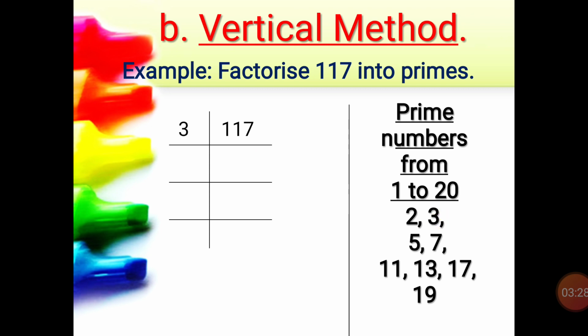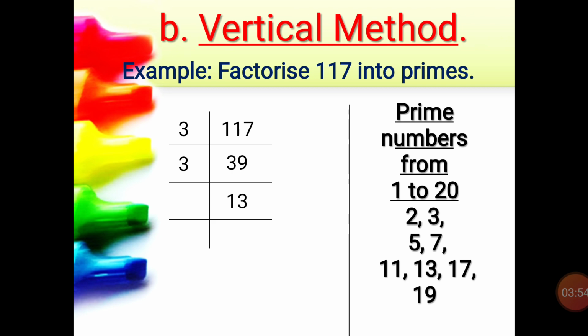We will write 3 in front of 117. Divide 117 by 3. Division is a complete division and quotient is 39. Write it below 117. Again 39 is an odd number, so we will not divide by 2. We will choose 3 to divide. So we'll write 3 in front of 39. Division is a complete division and quotient is 13.